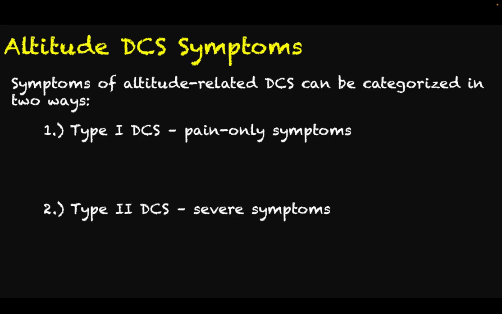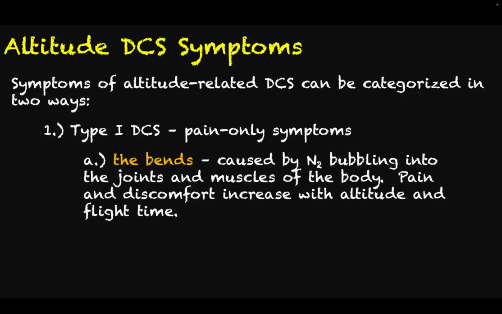We need to descend in altitude so that these symptoms will go away and we get back to a higher air pressure. And then you have the type 2 DCS symptoms. These are called the severe symptoms. These are very critical symptoms, and we'll go through some of them, that signify a medical emergency and an immediate need to descend in altitude and get the affected pilot, crew member, or passenger to a hospital for medical attention.